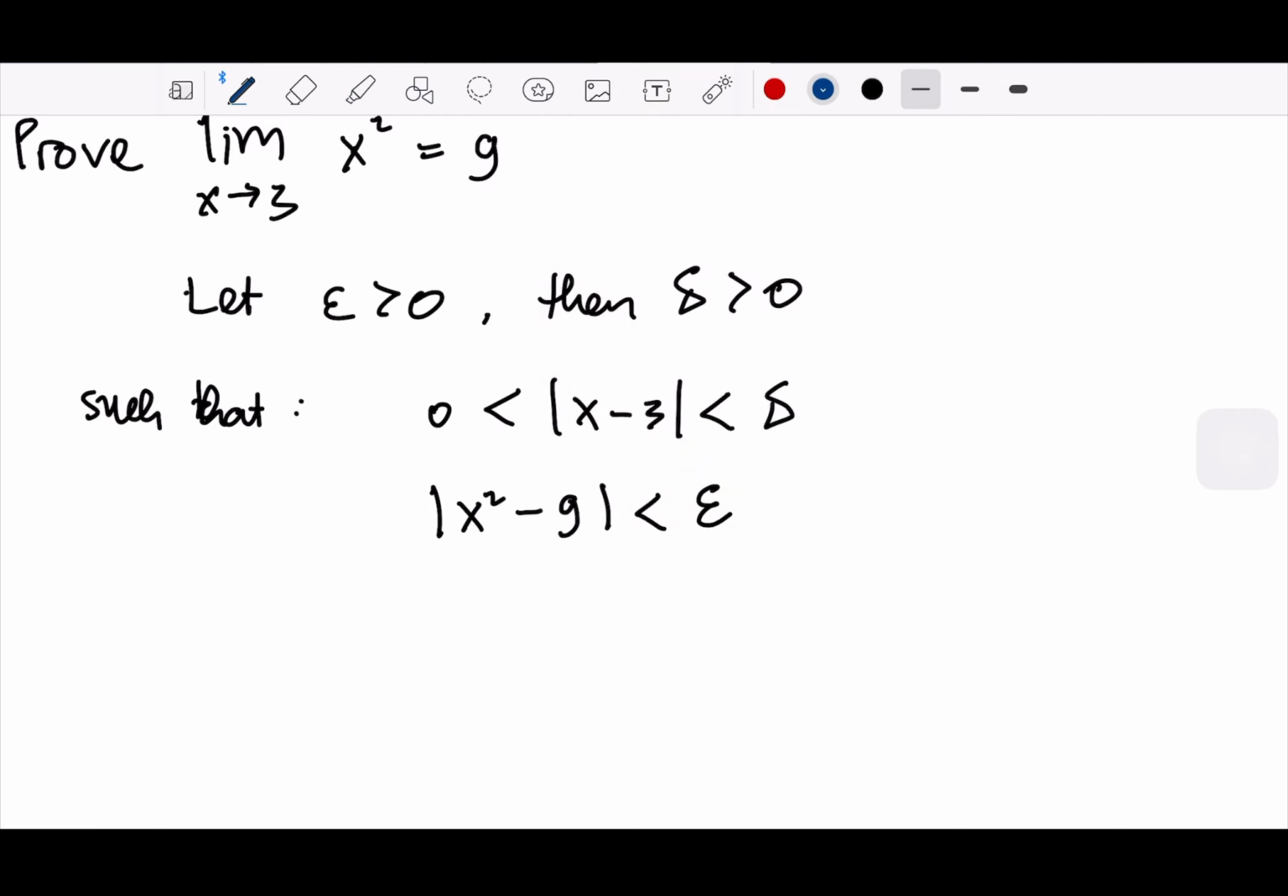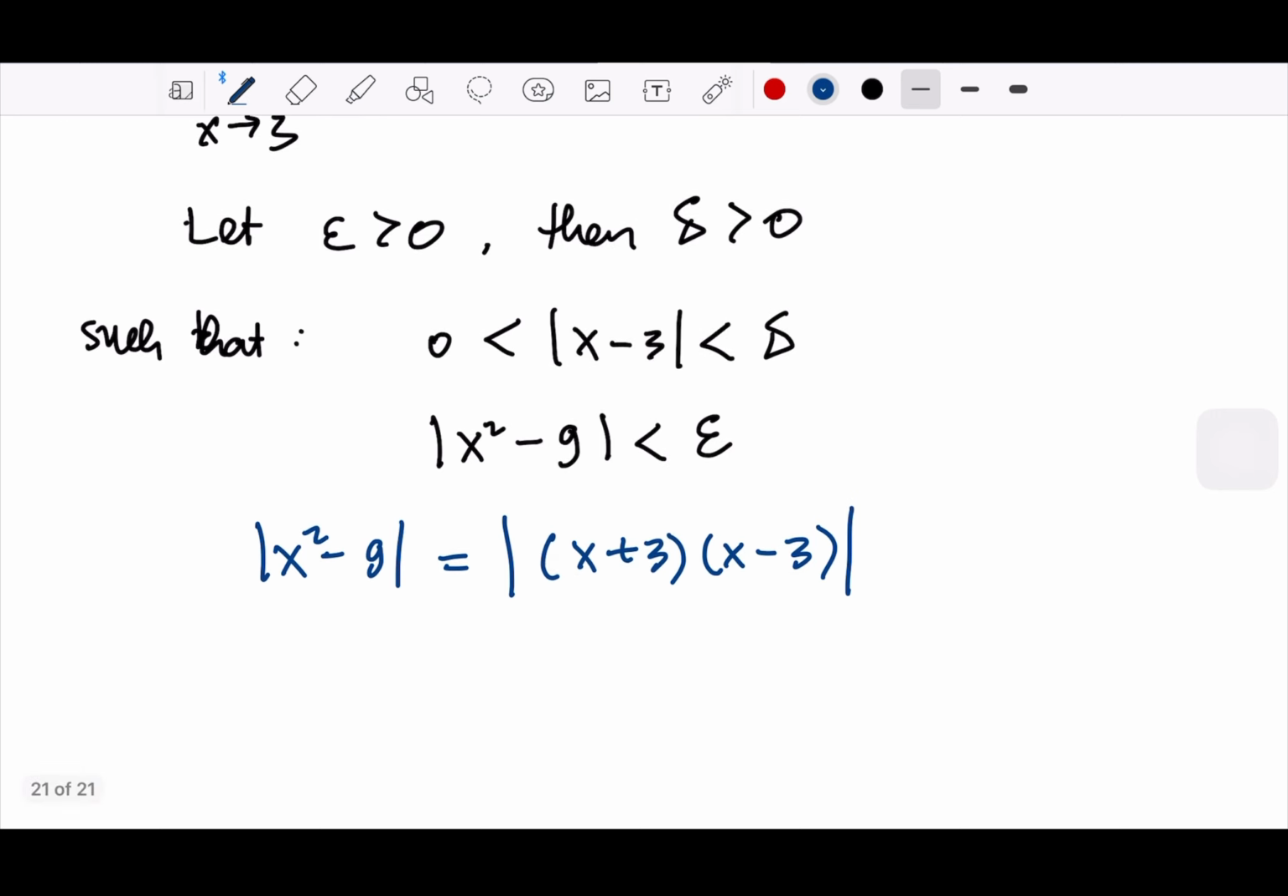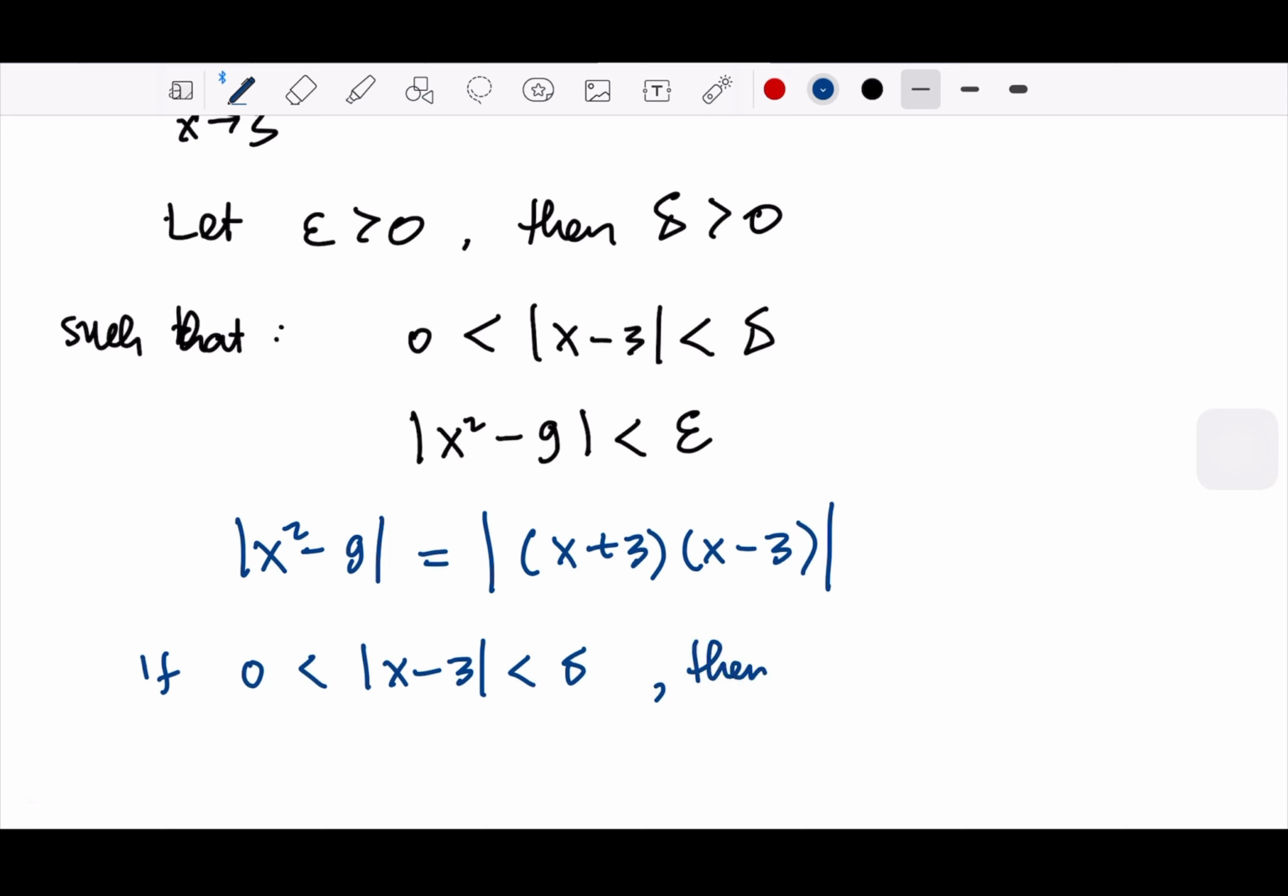So we can write down x squared minus 9 as, or factorize the x squared minus 9. So we can write if, then, okay, we can write that first.